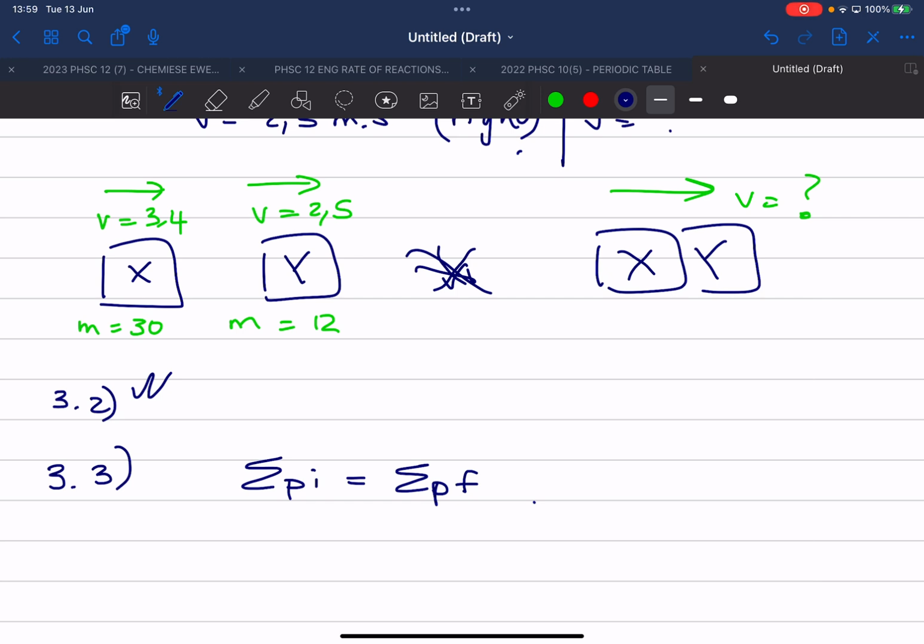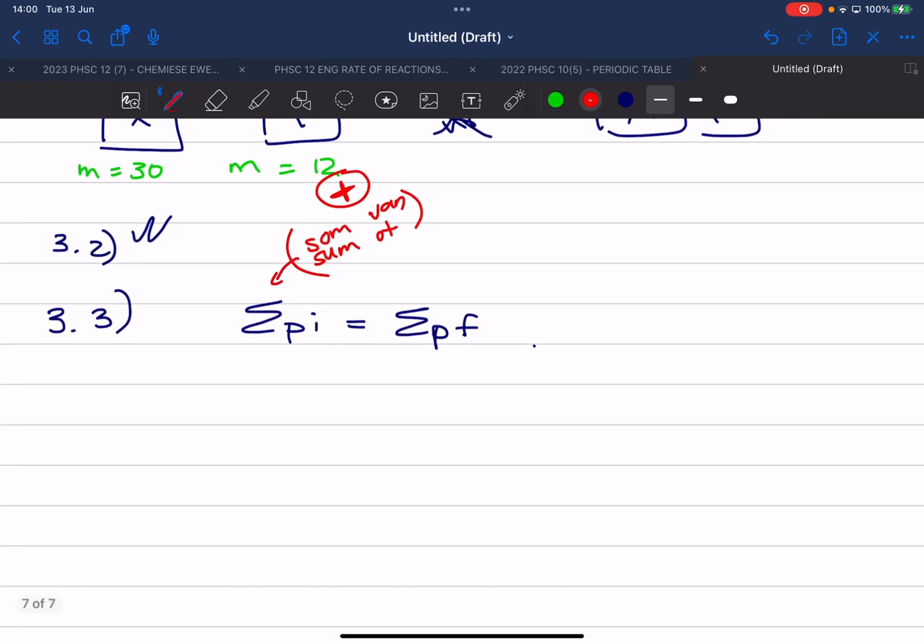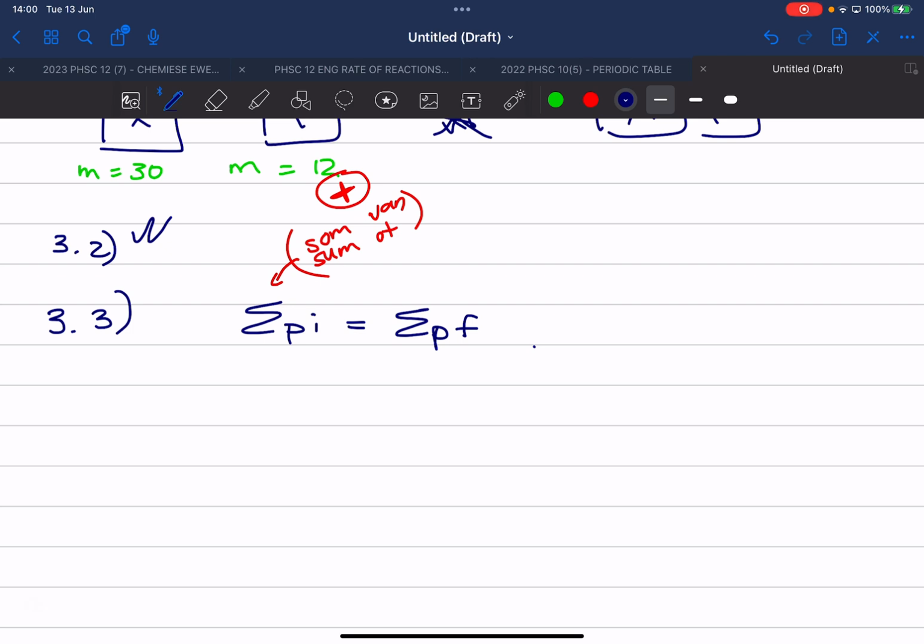You see that formula is not on your data sheet. It's nie op jou datavel nie. Something that you have to memorize. If they say the conservation of, die behoud van, you must know, it's not on your data sheet. The formula means the sum of, meaning adding together. Sigma, ja? And you must know, there at your force block, we have momentum is mass times velocity.